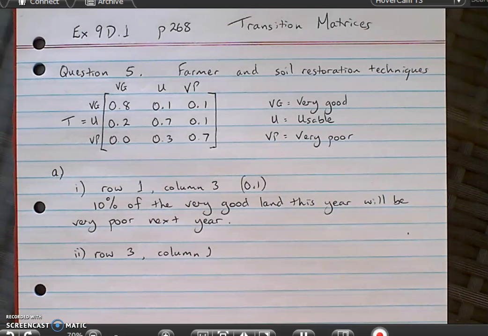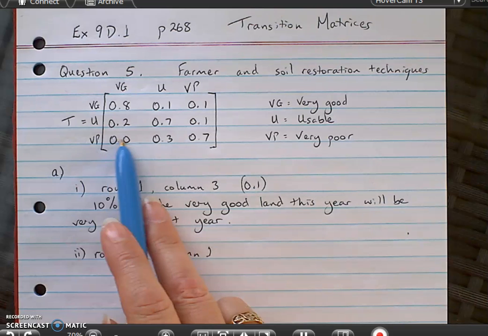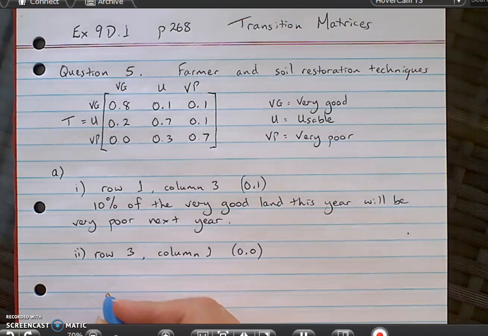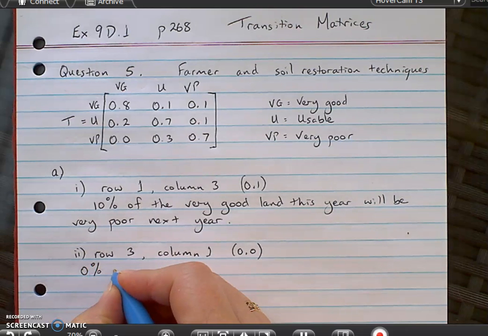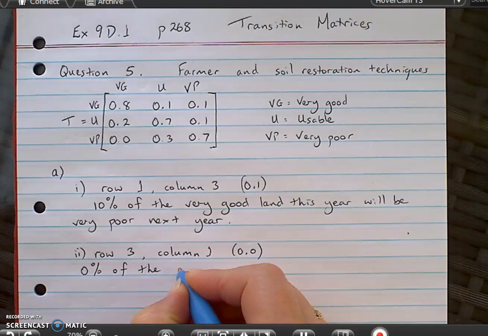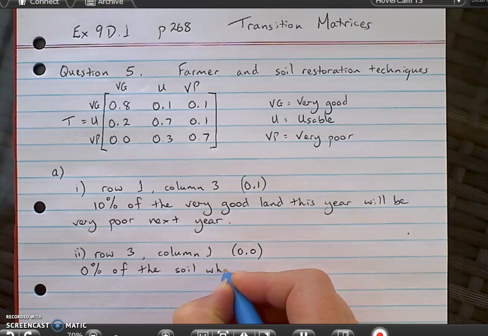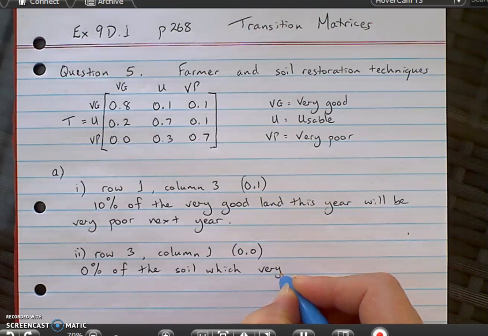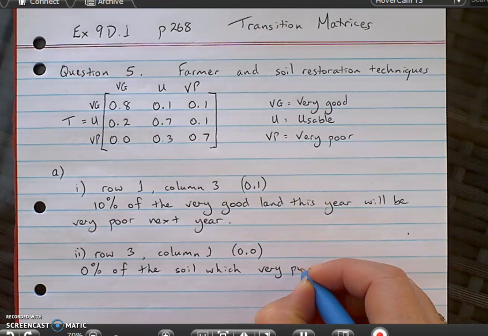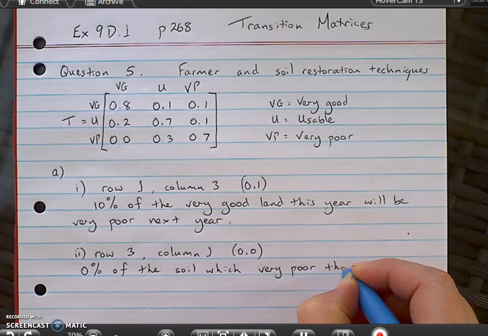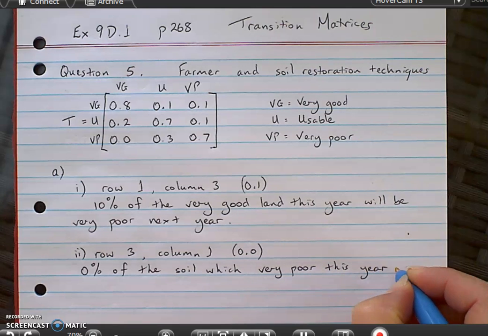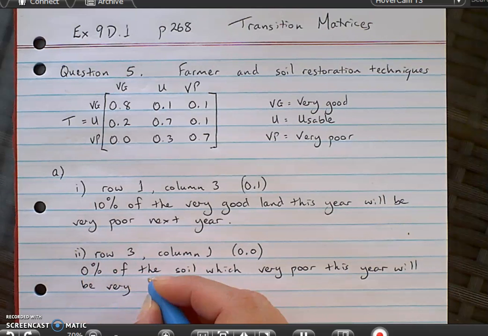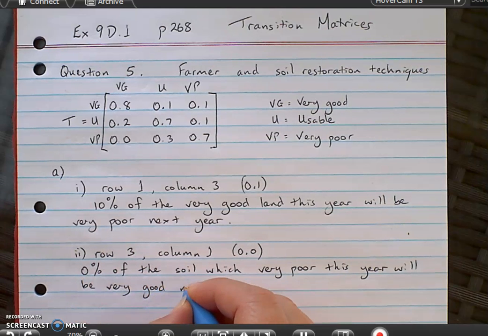So now we're looking at row 3, column 1, which is 0.0. So 0% of the soil, which is very good, no, very poor, sorry, very poor this year, will be very good next year.